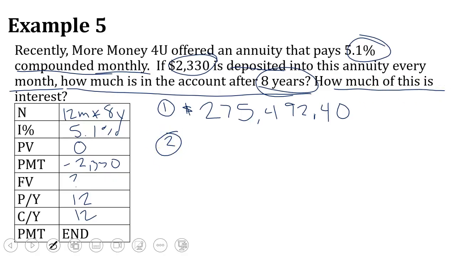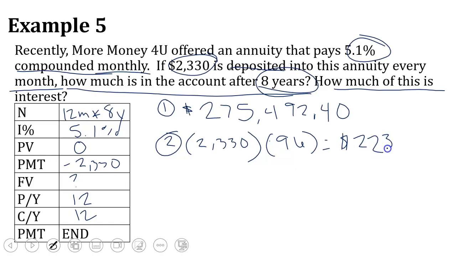Go to the home screen of your calculator. How much of this is interest? We know what our payment was. We paid $2,330. We paid that for how many payments? 12 times 8, so we paid that 96 payments. This is our money. When you multiply that, you get $223,680. That's how much we put in.